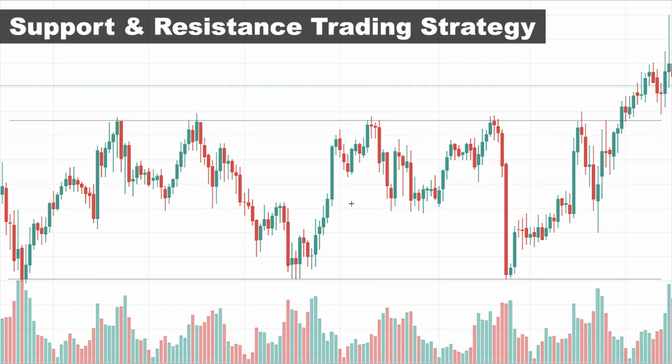So when we have an established support or resistance level, we can take advantage of this when the price hits a support level and then bounces up, or hits a resistance level and then falls. This brings the opportunity of opening a long position when the price hits the support level and opening a short position when the price hits the resistance level.